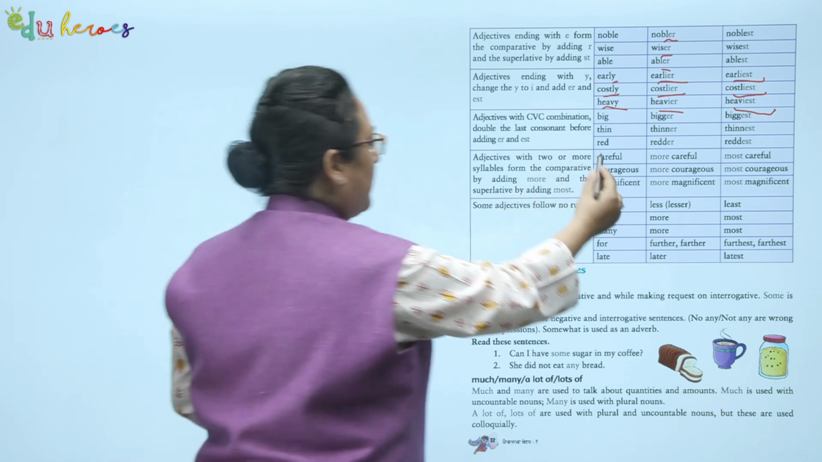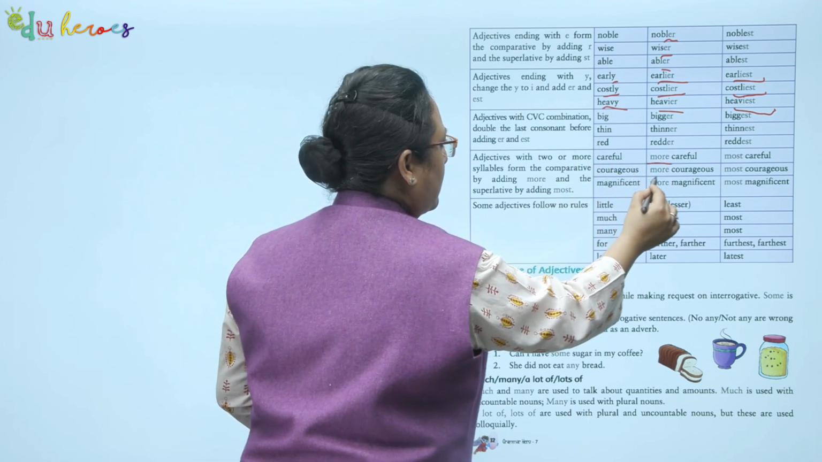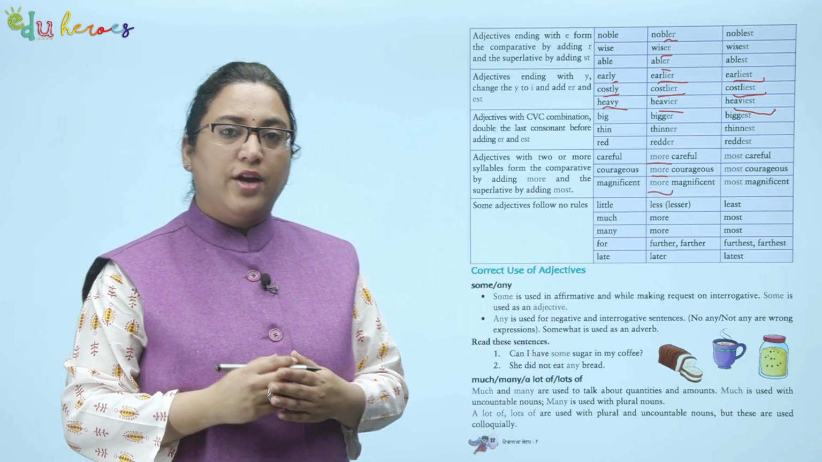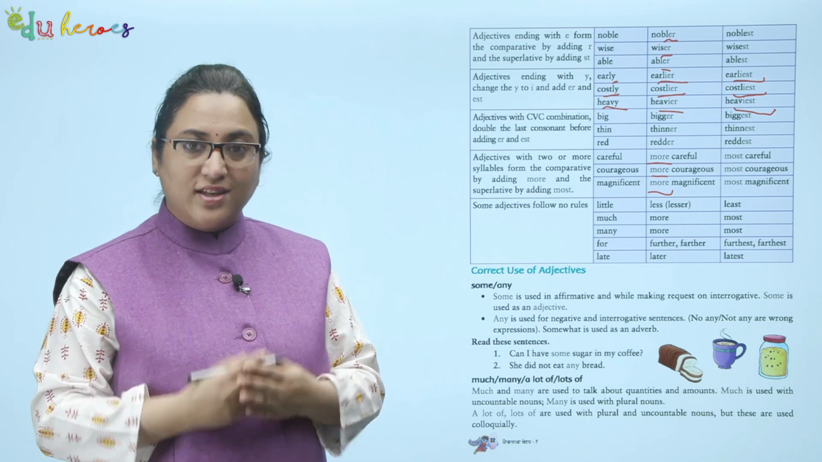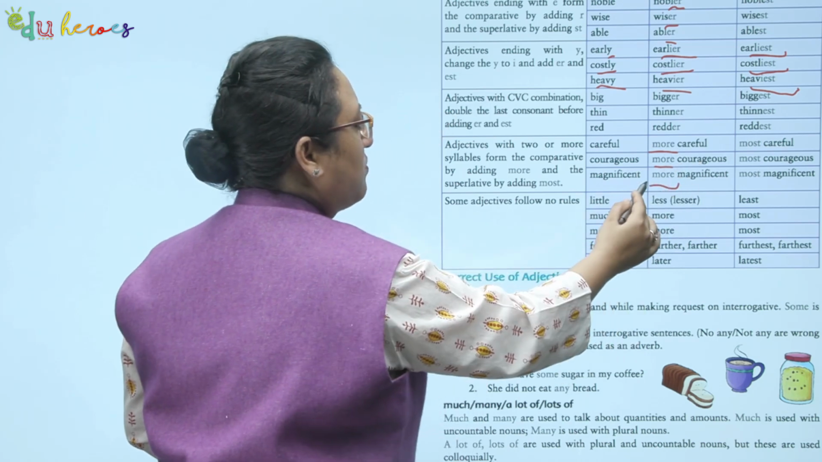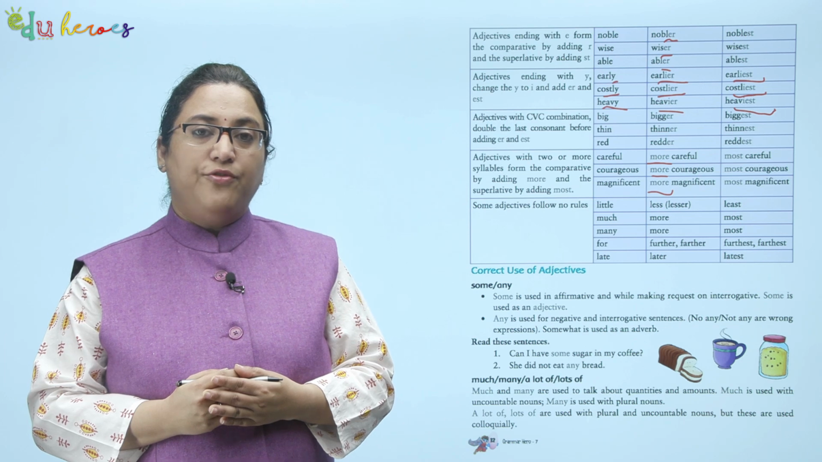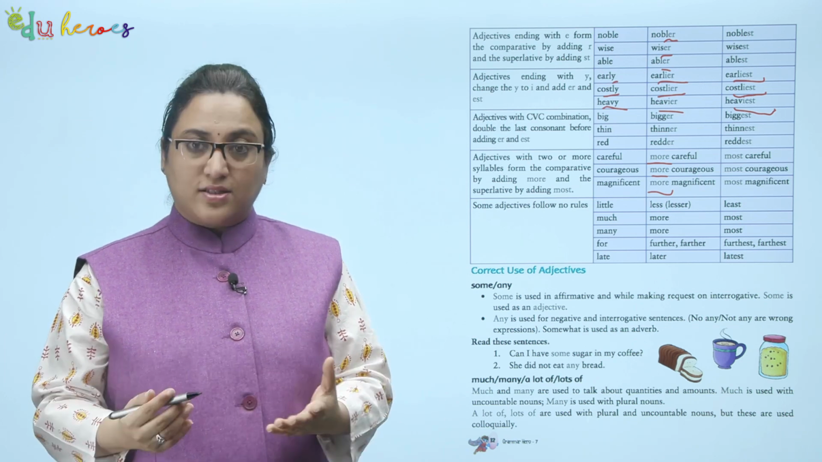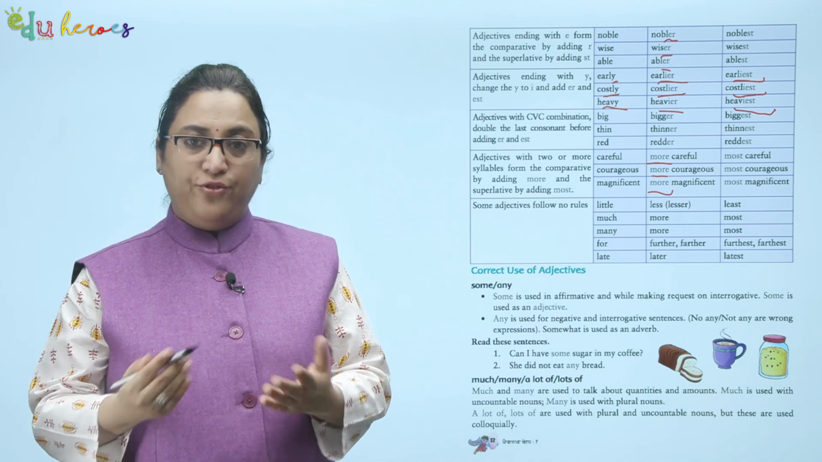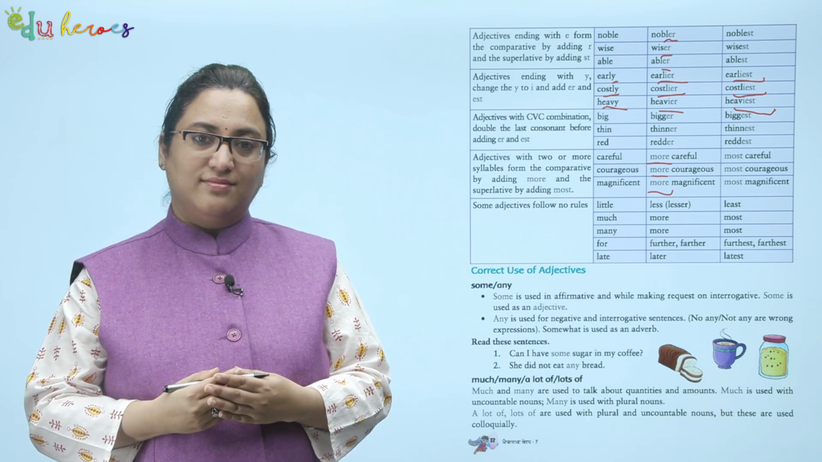So let's see here, in all these three words, careful, courageous, magnificent, this is the comparative form. Here we can't say carefuler, that's wrong. We will say more careful, more courageous, more magnificent. Similarly, in the superlative form, if you write carefulest, it would be incorrect. Instead, you should write most careful, most courageous and most magnificent.